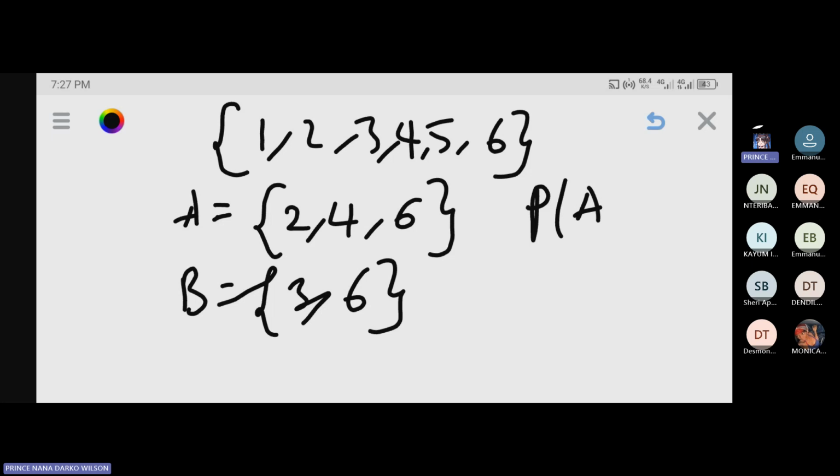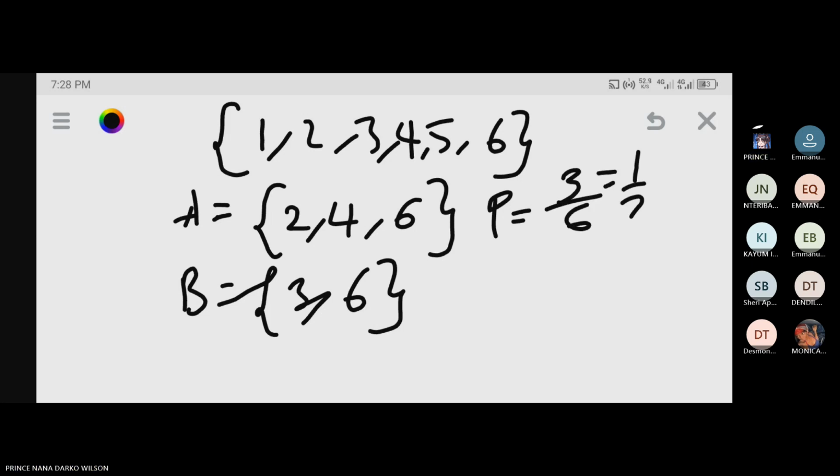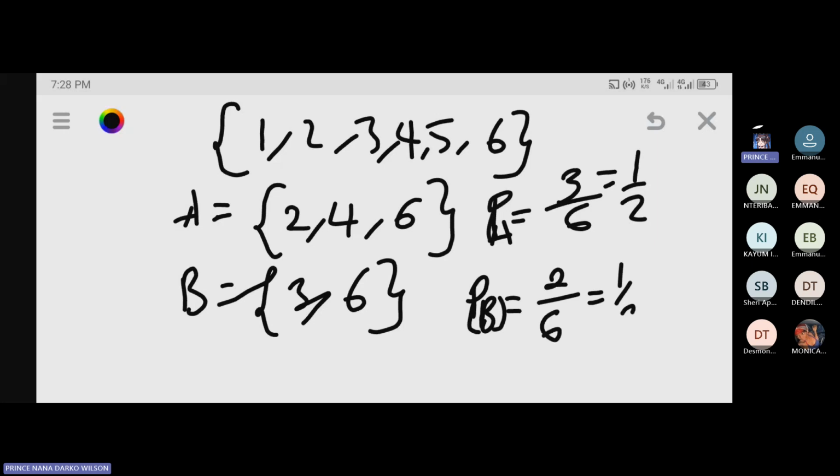Now let's see what the actual working would look like. The probability of A occurring means the number of A present over the total number of elements in the sample space. A is a set of even numbers, that's 2, 4, 6. So that makes it 3 out of 6 elements, in other words, 1 over 2. The probability of B occurring: how many elements are in B? 2 out of the total number of elements, 6. And that gives us exactly 1 over 3.